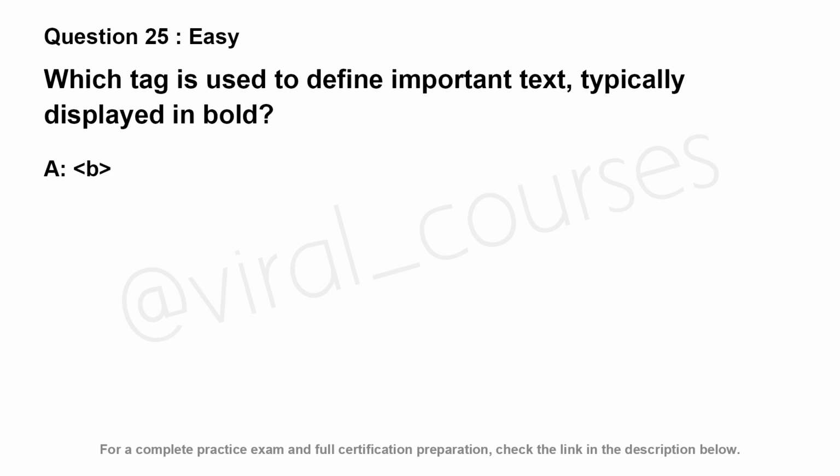Which tag is used to define important text, typically displayed in bold? Option A, <b>. Option B, <i>. Option C, <strong>. Option D, <m>.